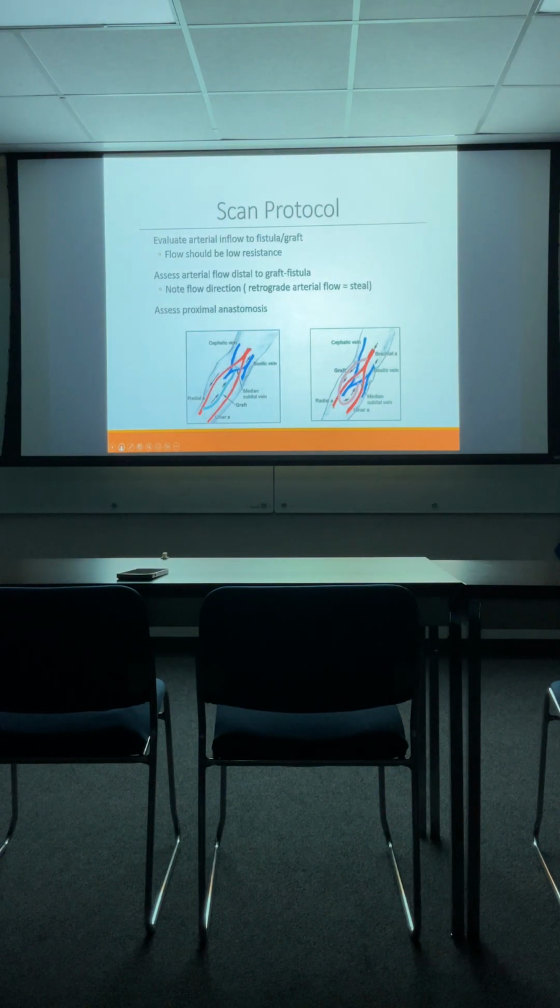Okay. So this is the scan protocol. We're going to go through each part. So we're going to start by evaluating the artery, the inflow artery that provides all the flow to the graft. This inflow artery should be low resistance because it's feeding that graft that ends up in that low pressure vein side.